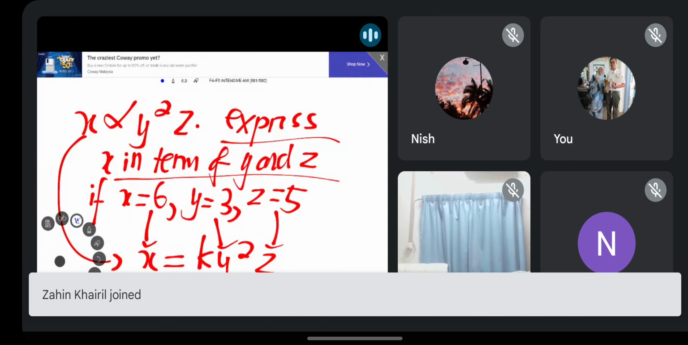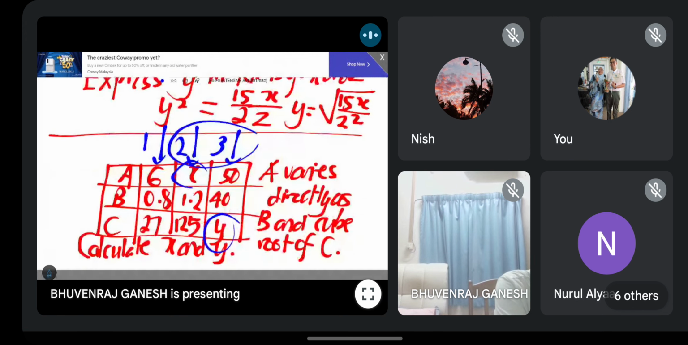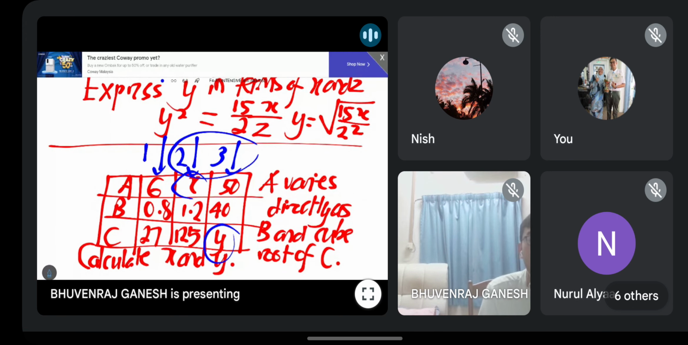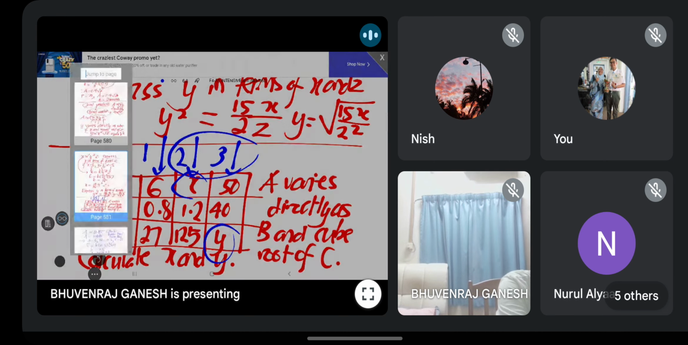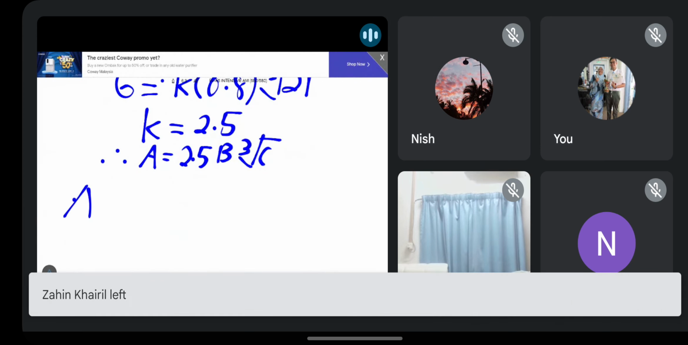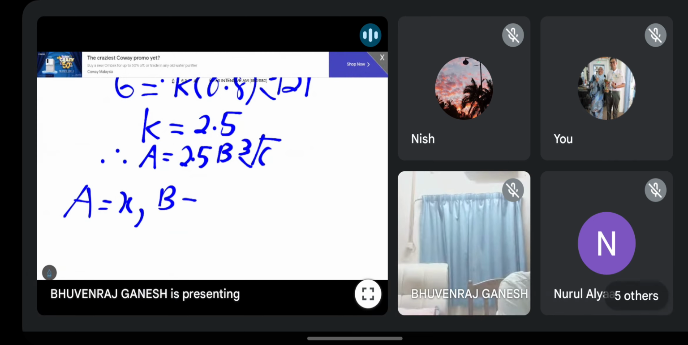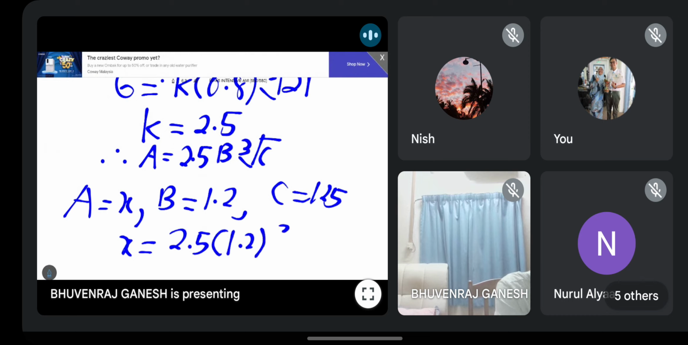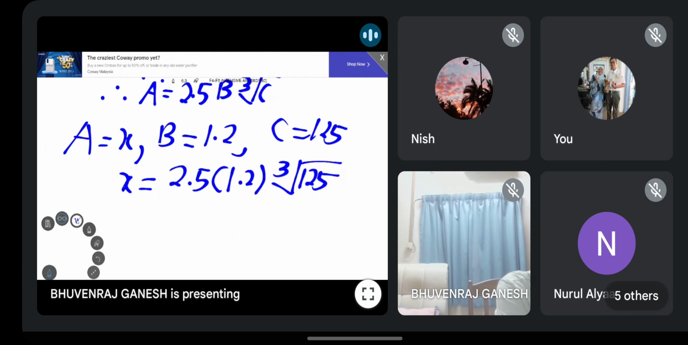They ask you to find the X and Y. Cari nilai X dan Y. So, kamu boleh refer kolom kedua untuk dapat nilai X. Okay, so you have A sama dengan X, B sama dengan 1.2, C sama dengan 125. So you will get X equal to 2.5 kali 1.2 kali punca kuasa 3, 125. Okay, so if you press calculator, you should get X equal to 15.